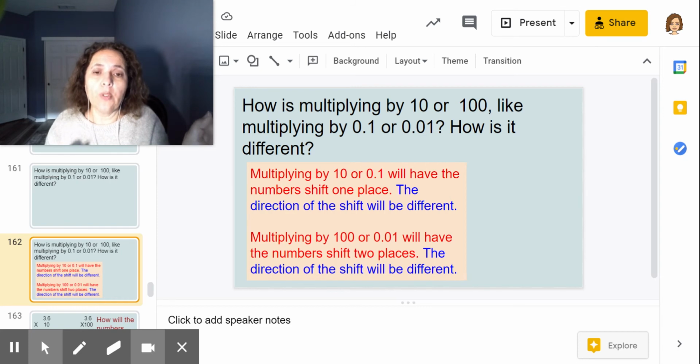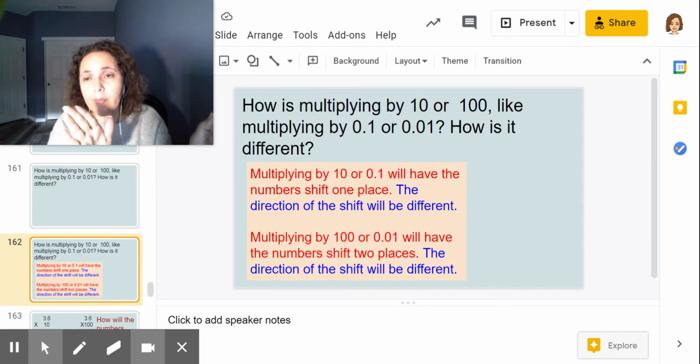And so when they shift over to the right, they're going to get smaller. When they shift over to the left, it's going to get bigger depending on what you're multiplying by. If you multiply by 10, it's going to get 10 times bigger. Multiply by 100, it's going to get 100 times bigger.